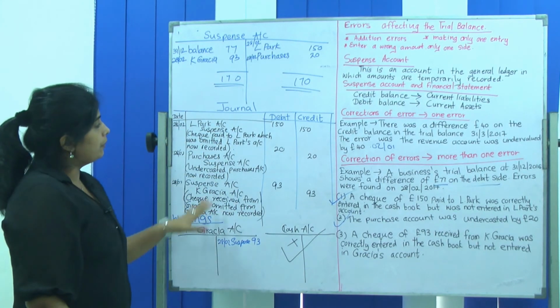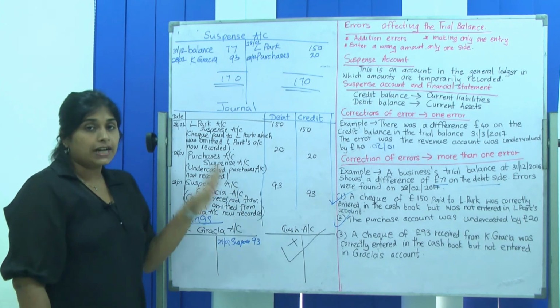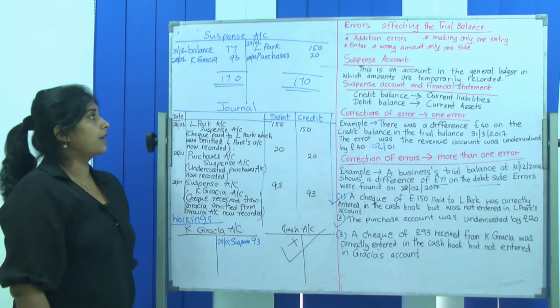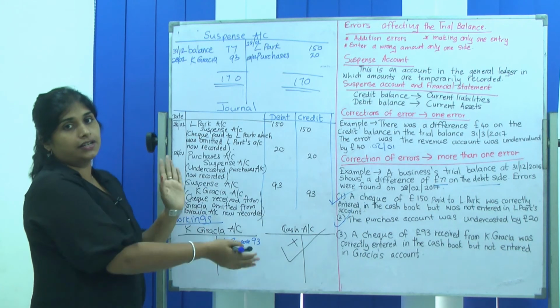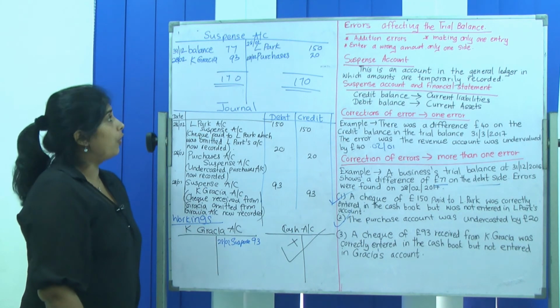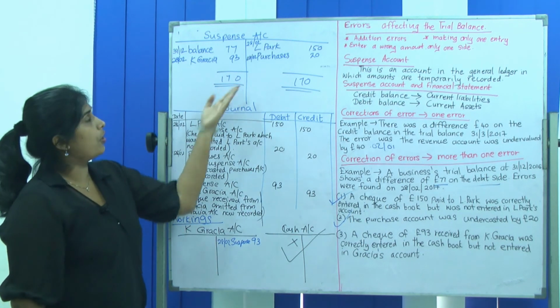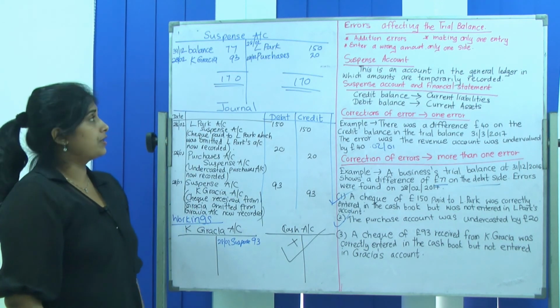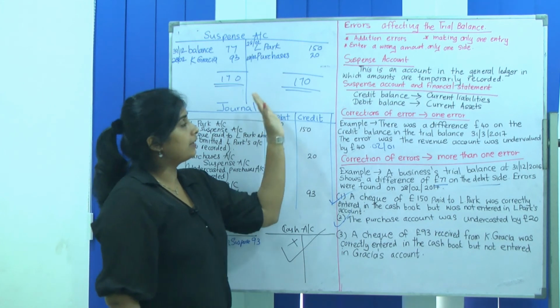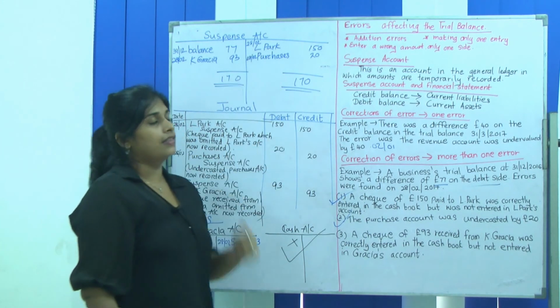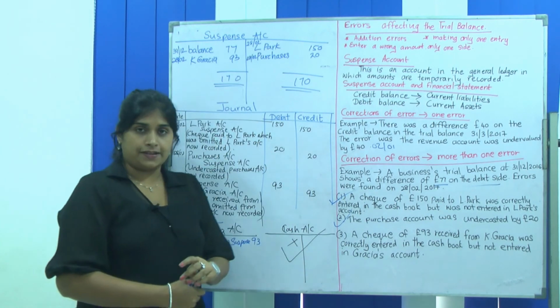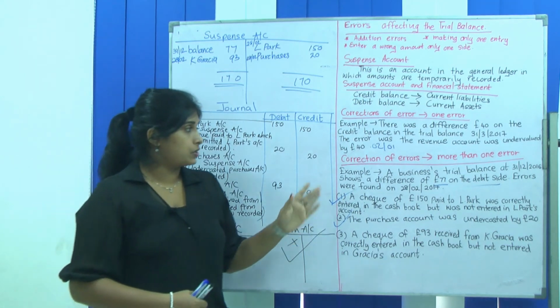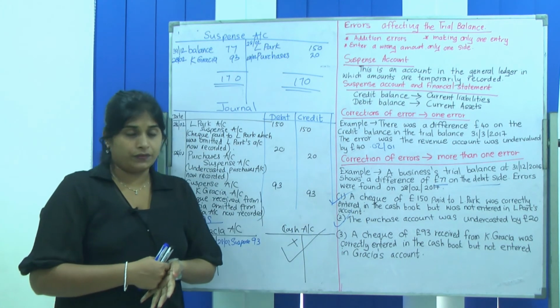Then if you have done the sum properly and corrected the errors, both the debit and credit sides of the suspense account will tally or agree with each other. Here, both sides agree at 170. So it's a temporary account. Because of that, as soon as you correct the errors, the suspense account will be cancelled. So I hope you understood this lesson. The journal lesson is over with this video.